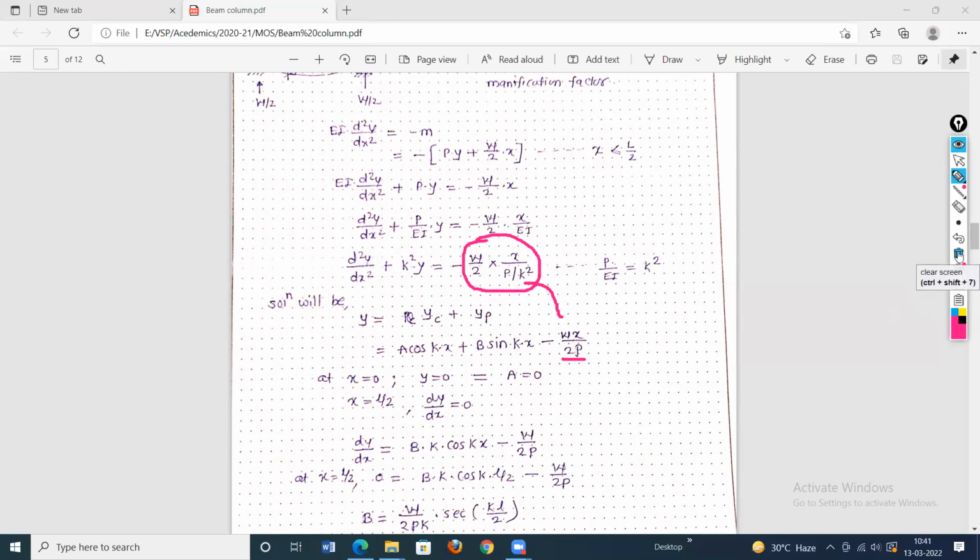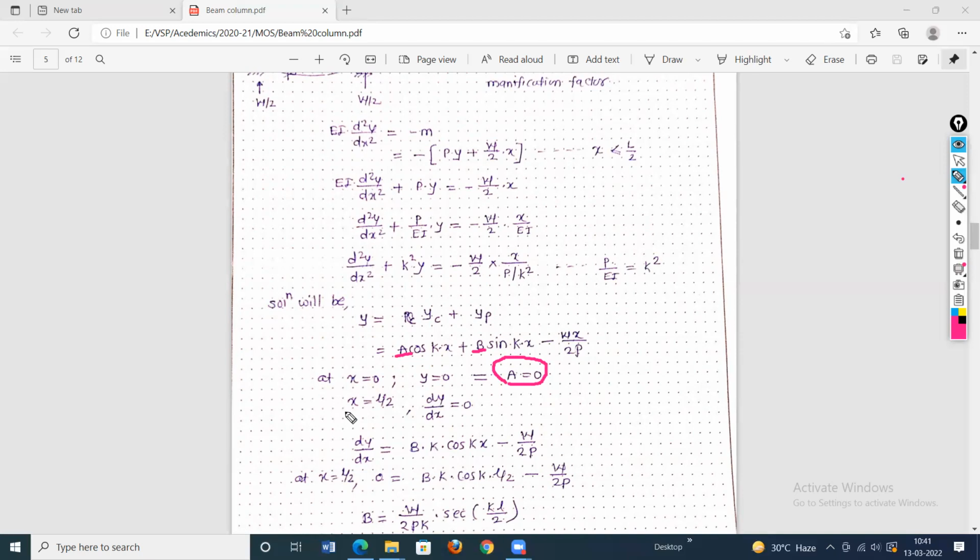Then in this, how many unknowns are there? The unknowns are A and B, only these two unknowns. So to find these two unknowns, use the boundary conditions. First, at X equal to 0, deflection will be 0. So in this equation, deflection is 0 at X equal to 0. Then we will get the first constant A equal to 0.